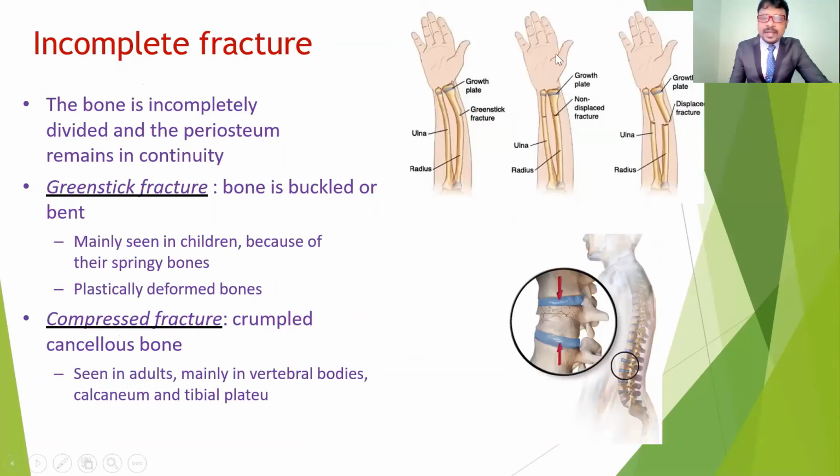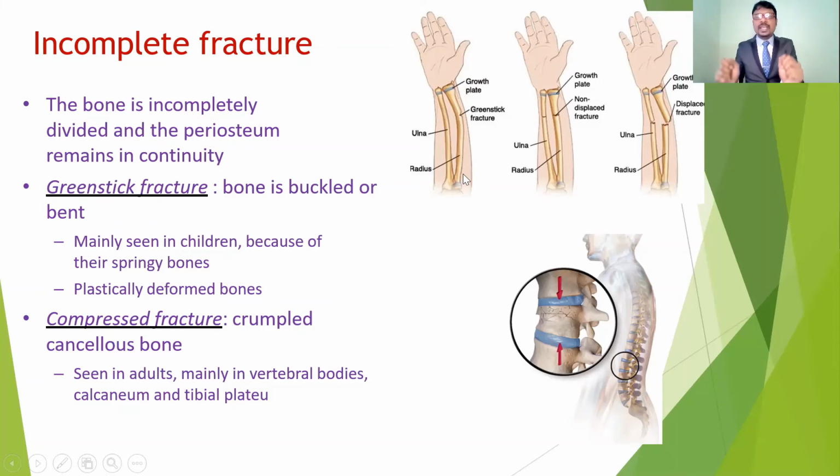These incomplete fractures do not become a complete fracture, and both cortices are not involved. Examples of incomplete fractures are the greenstick fractures. Here the bone is buckled or bent. There is no complete break, but the bone bends at one place, and the cortex is slightly damaged. So this type of fracture is the greenstick.